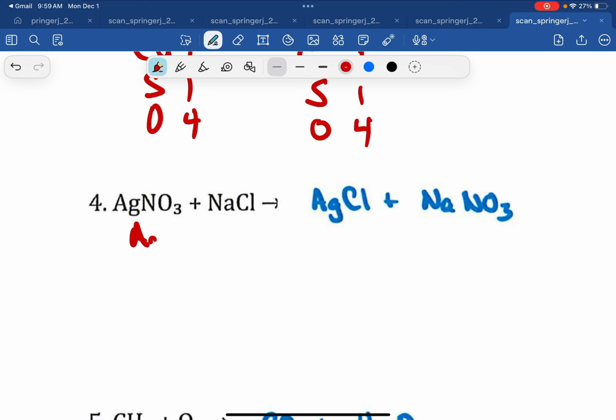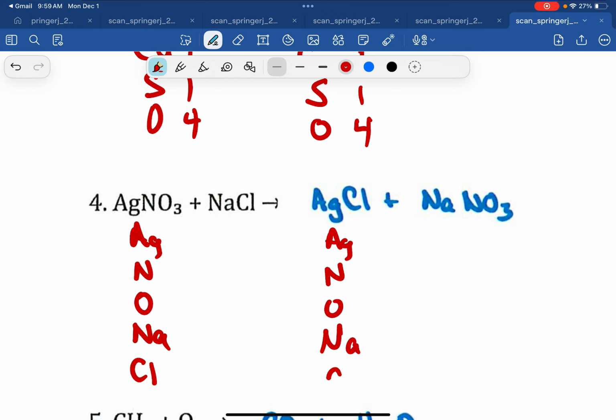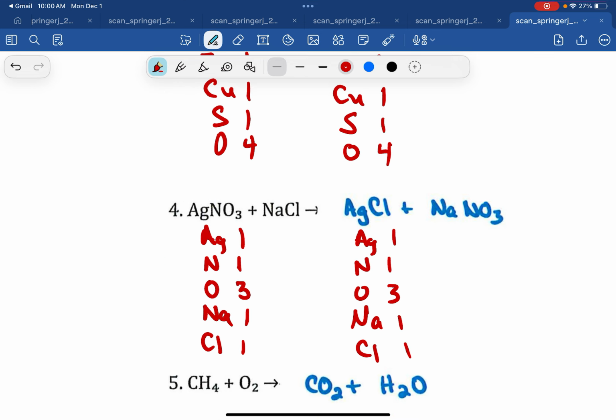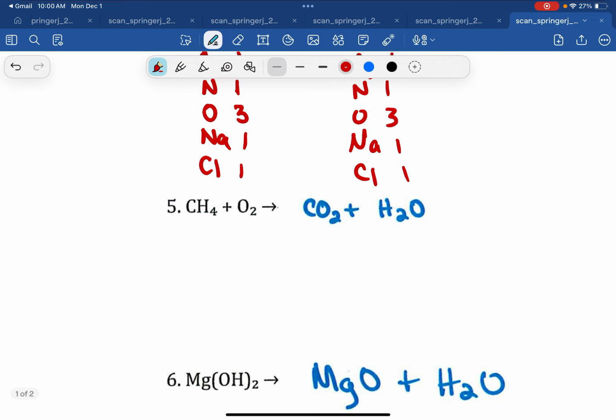Here's some silver and some nitrogen and some oxygen and some sodium and some chlorine. And we got 1, 1, 3, 1, 1. Is that surprising anyone? And it looks like everything is already balanced. That was already balanced. All right, I'll bet this next one isn't already balanced.